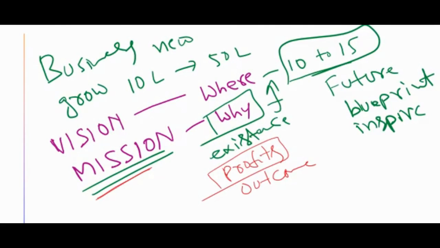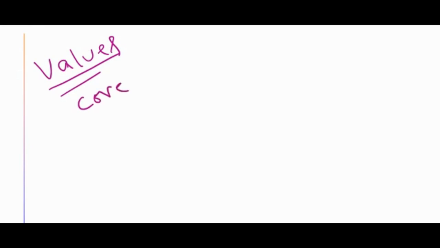Apart from these two, vision and mission, a company should also have values. Values are very important. So how will we behave, right? What are your core values? What is your core belief system? What is your core culture? It is very important for the success and growth of any organization. It will take you to heights if you follow proper core values.